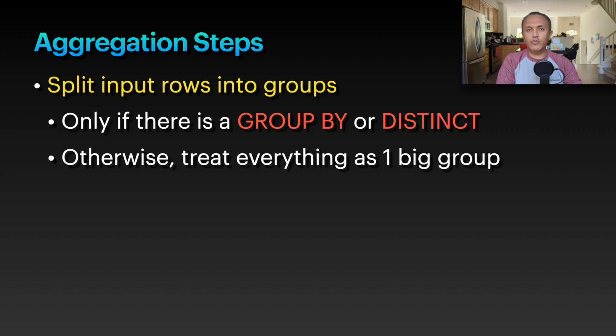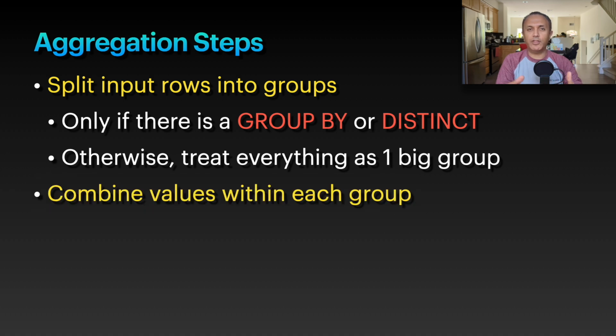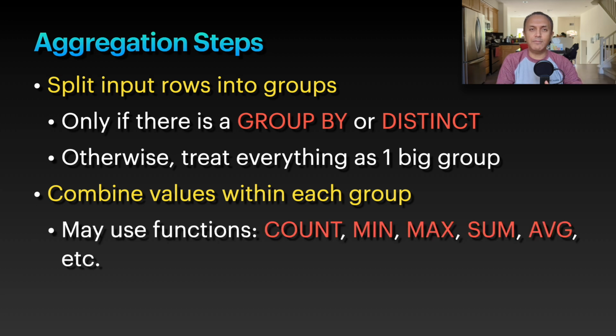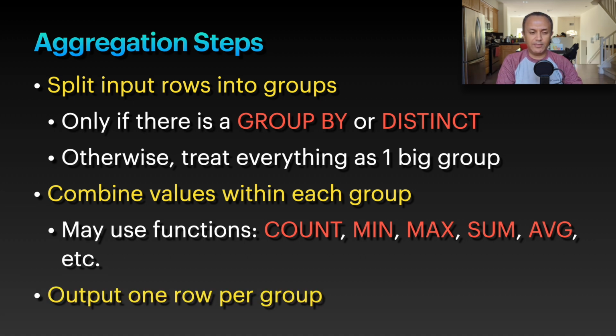Whether we have a single group or we have multiple groups, the next step is combining the values within each group. So we combine the values using some of the aggregate functions that we've seen, things like count, min, max, sum, average, stuff like that. And then the output of that becomes the single value for that group. In some cases, you may not want to use any of those. In the case of duplicate elimination, for example, you're just outputting the grouping key and that's it. So again, the main steps are the splitting into groups and combining the values within each group.